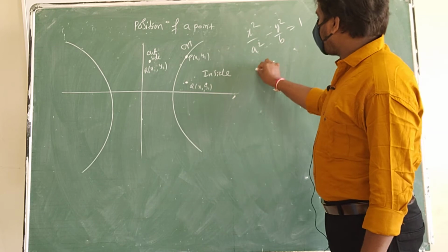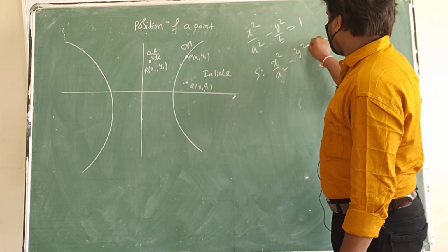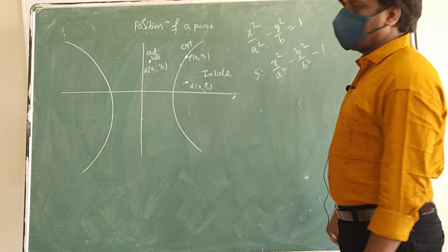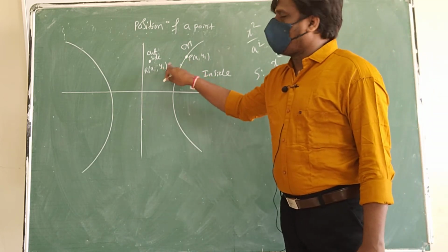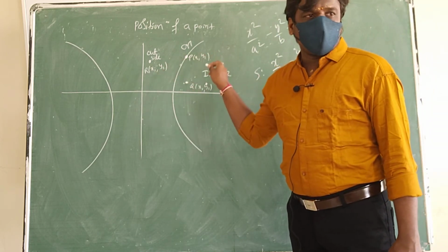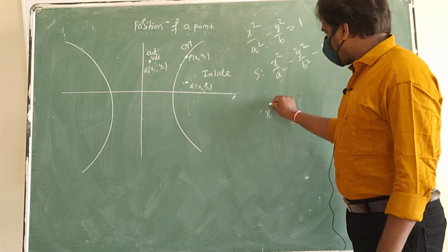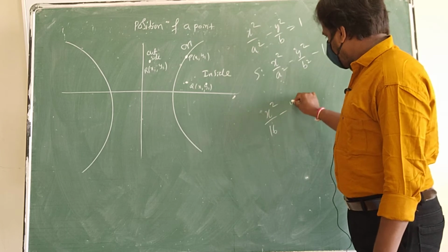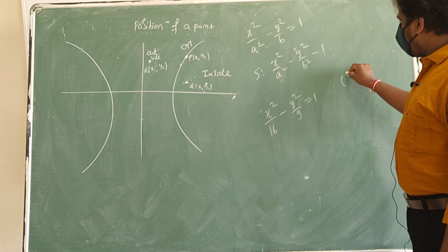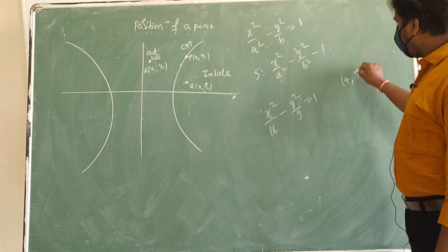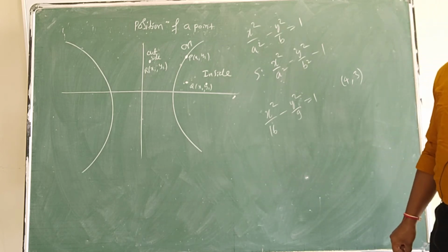But if I write S of this, S is x square by a square minus y square by b square minus 1. In this S, if you put this point, I substitute the point in this. So this is a hyperbola. Suppose for example x square by 16 minus y square by 9 is equal to 1. I want to check whether (4, 3) is outside the hyperbola, inside the hyperbola, where?